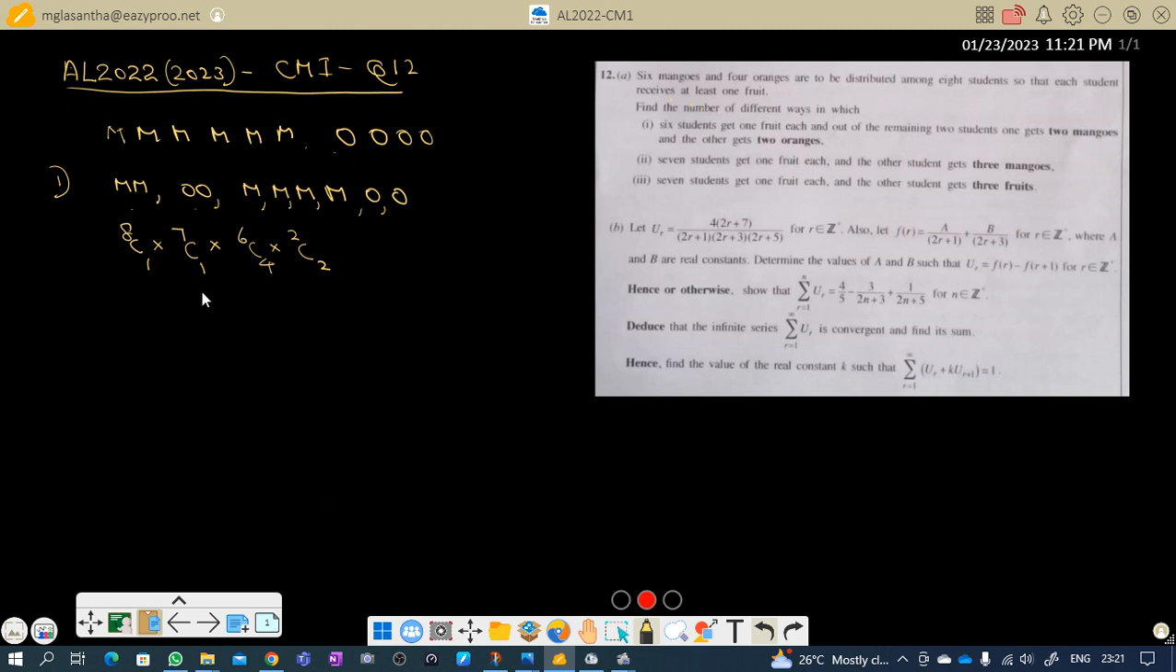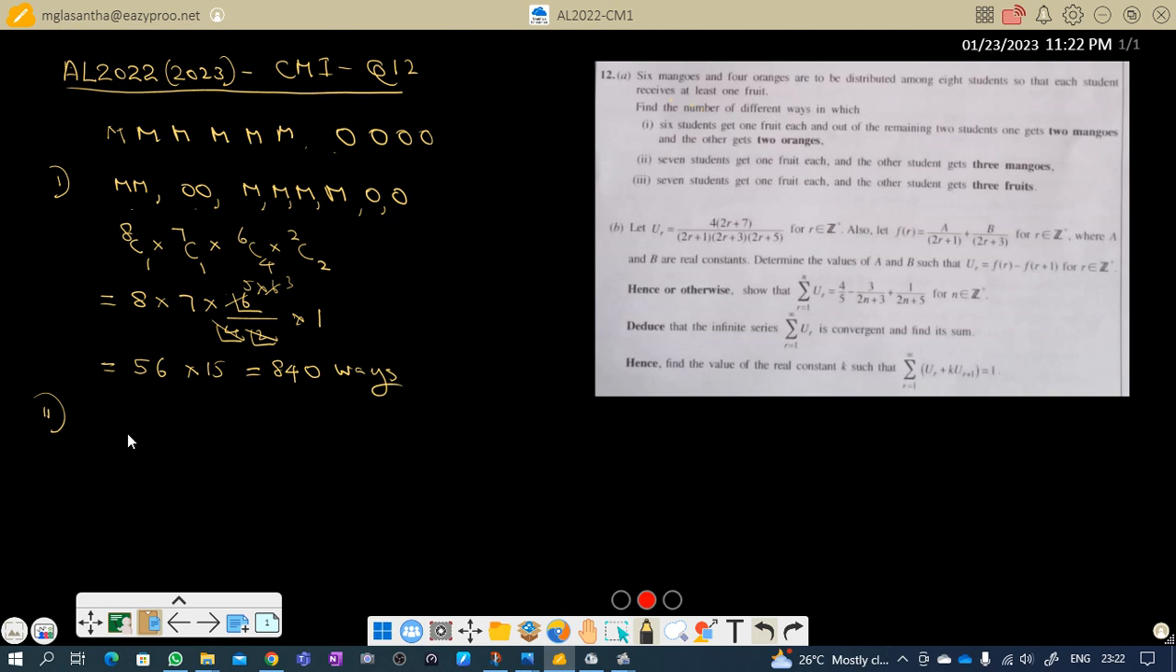So this is the total number of ways in which these fruits can be distributed among 8 students under part 1. This is equal to 8 into 7 into 6 factorial divided by 4 factorial, 2 factorial into 1. This equals 15 into 56, which gives 840 ways. The answer for the first case is 840 ways.